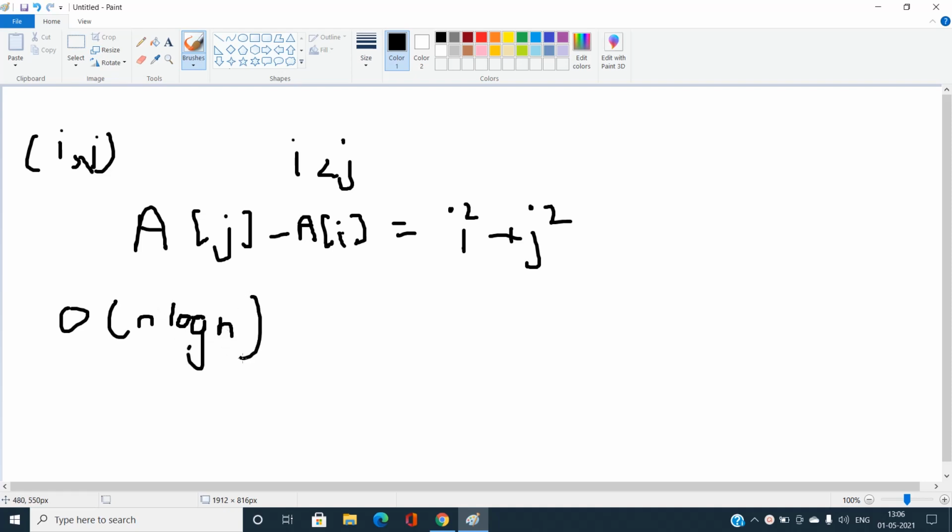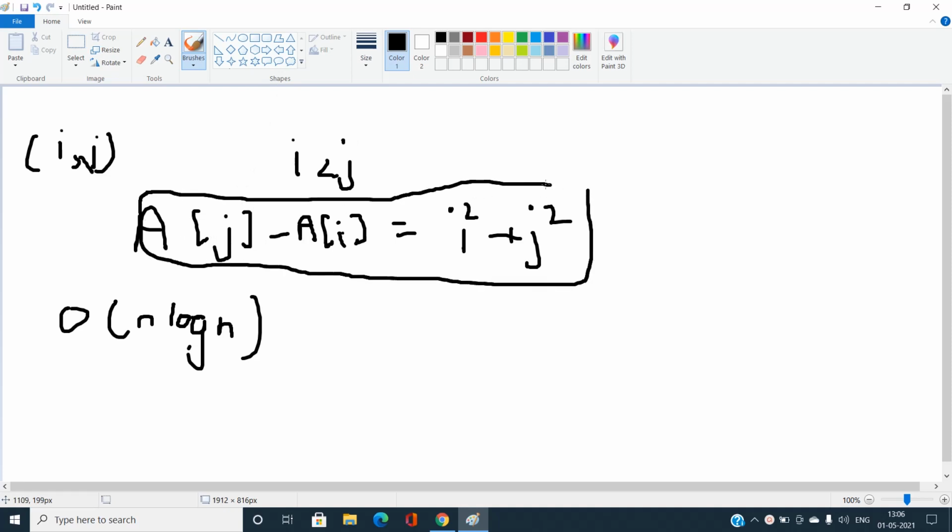You can easily see I can just modify this relation. How am I going to modify this relation? Let's just rearrange the terms. You can easily see aj minus j square must be equal to i square plus ai. So this is going to help us.